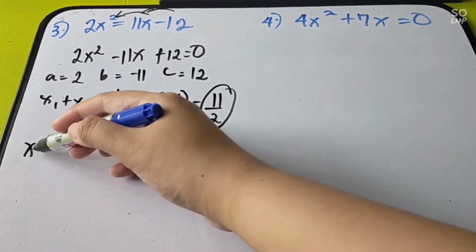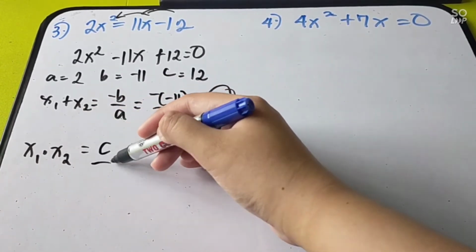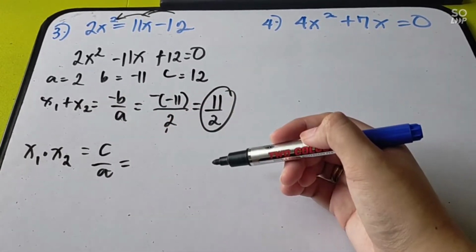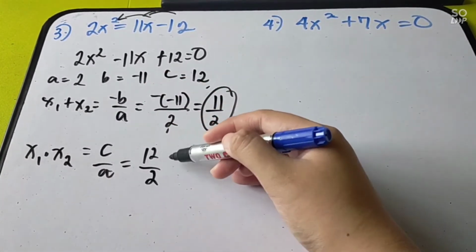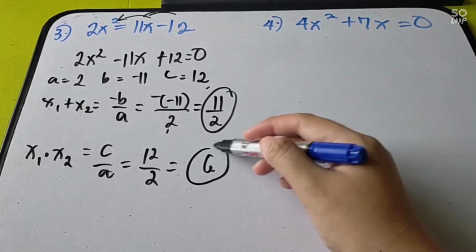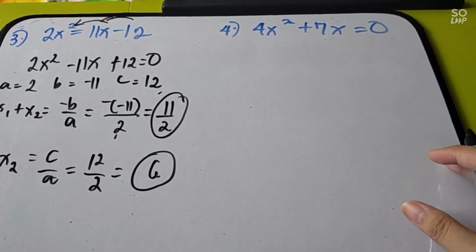Then for the product, we have x sub 1 times x sub 2 is equal to c over a. So it is equal, your c here is 12, then your a is 2. 12 divided by 2, the answer is 6. We're done. Next tayo. Let us have number 4.